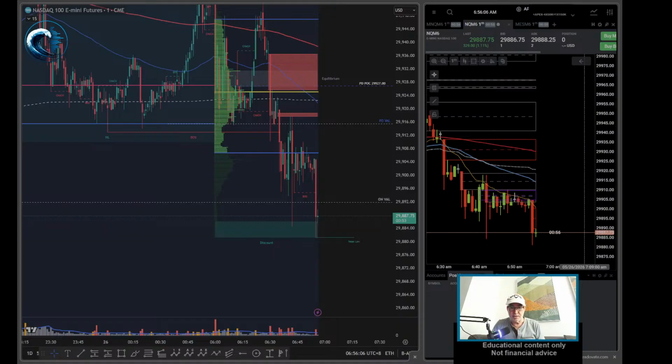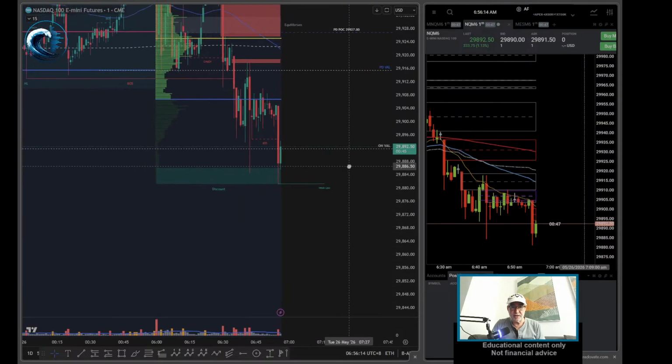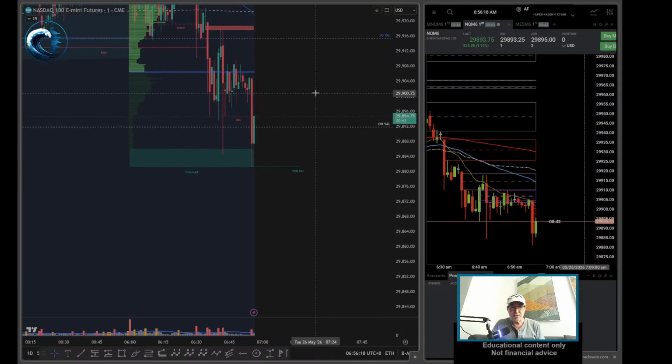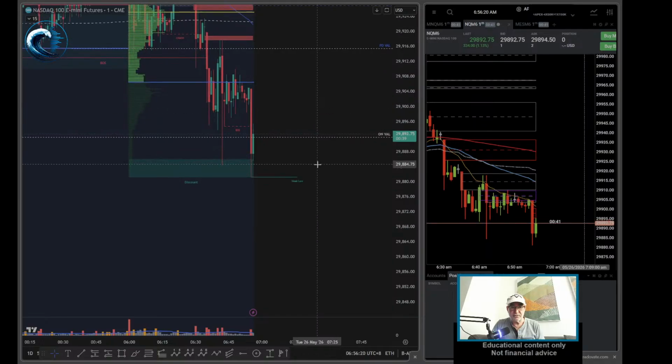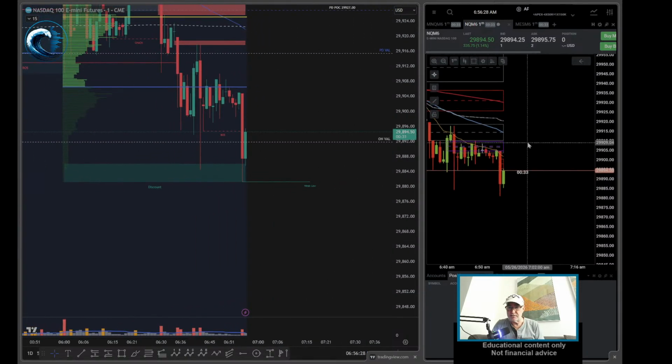Okay. Oh my god, I keep missing these moves. Sorry guys, still setting up. Okay, so we are at the overnight value low. Interesting level, interesting candles. I really want to get in a trade here if I can.